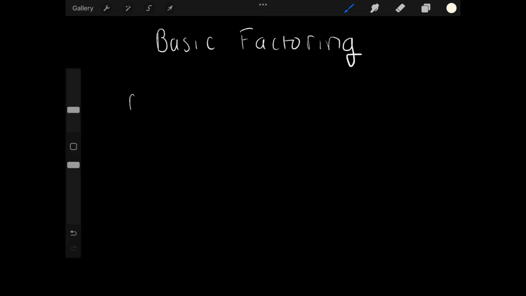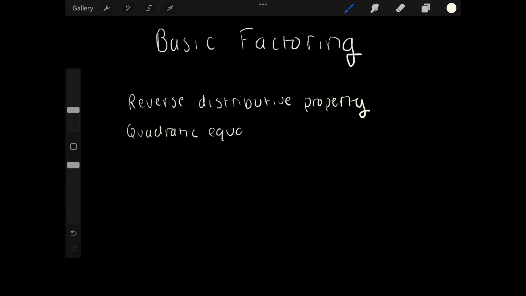Factoring is also known as the reverse distributive property. So in factoring, we're finding a common factor of two terms and then removing it from those terms. Okay. Now, what are the uses of factoring? Well, factoring is going to help you with solving quadratic equations. So in the future, when you're going to solve quadratic equations, this will be really helpful and will make the process a lot easier.